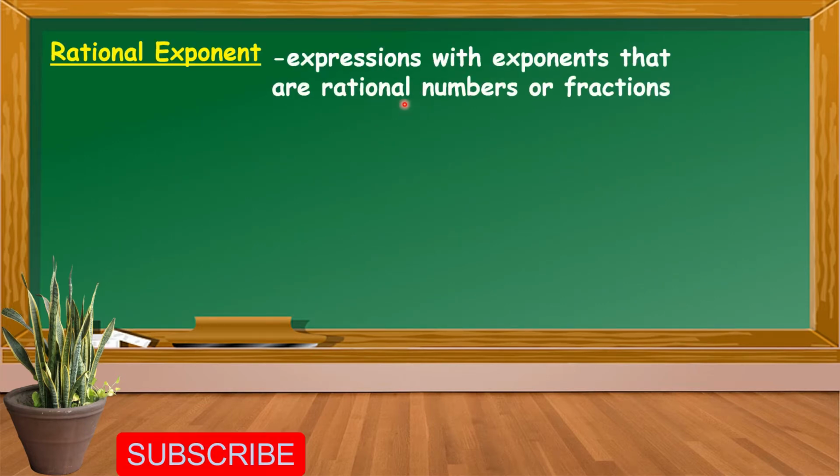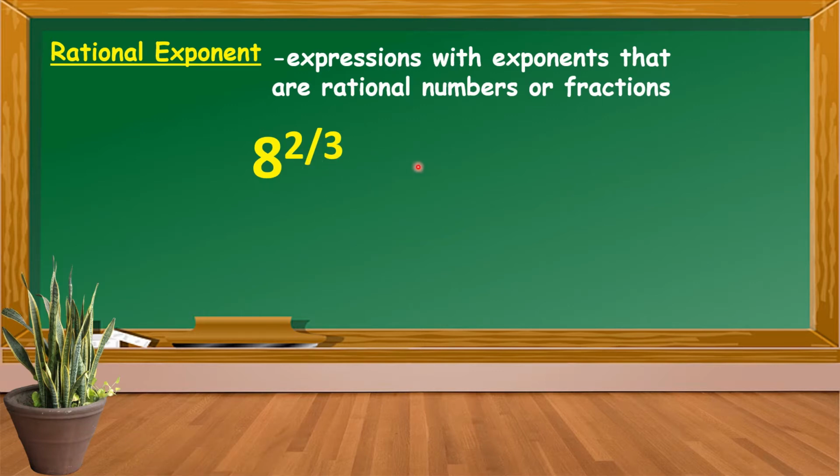Rational exponent: expressions with exponents that are rational numbers or fractions, like 8 raised to the power of 2/3. 2/3 is a fraction, and it is an exponent, and 8 is the base. So, this one is an example of a rational exponent. Now, we will proceed to the laws of rational exponents, or the properties of rational exponents.